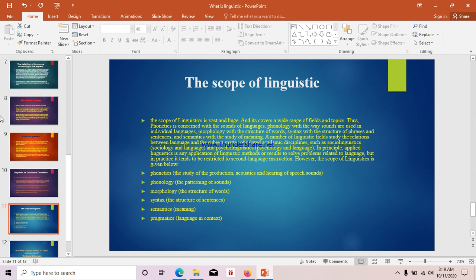In principle, applied linguistics is any application of linguistic methods or research to solve problems related to language, but in practice, it tends to be restricted to second language instruction. However, the scope of linguistics is given below. Phonetics, the study of production, acoustics, and hearing of speech sounds. Phonology, the patterning of sounds. Morphology, the structure of words. Syntax, the structure of sentences. Semantics, meaning, and pragmatics, language in context.